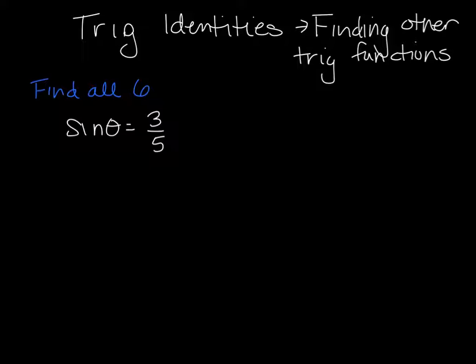You have the reciprocal identities. That's one where you flip them over. Those are pretty simple for us. We have the quotient identities: tangent equals sine over cosine. And then we have the Pythagorean identities: sine squared plus cosine squared equals 1, and so on.